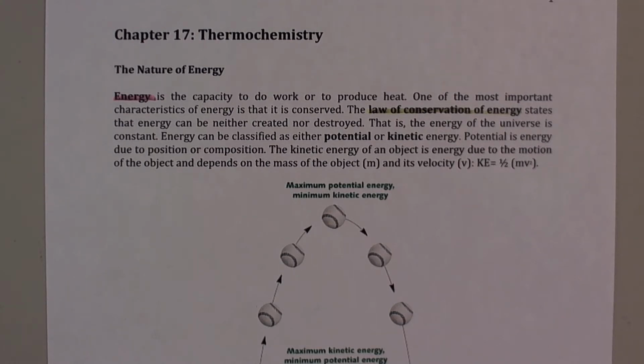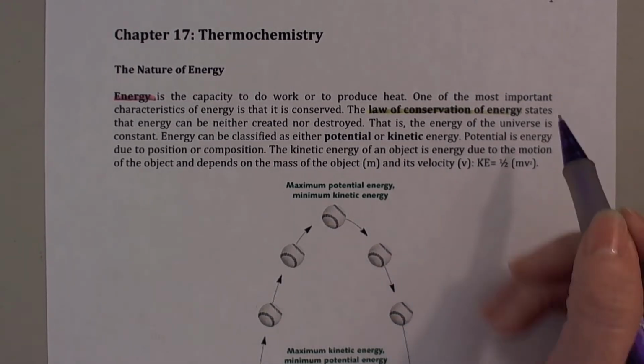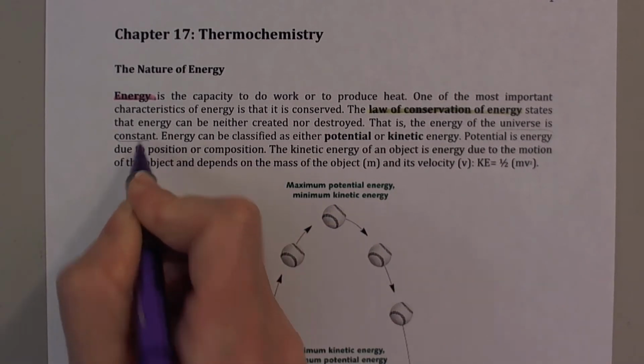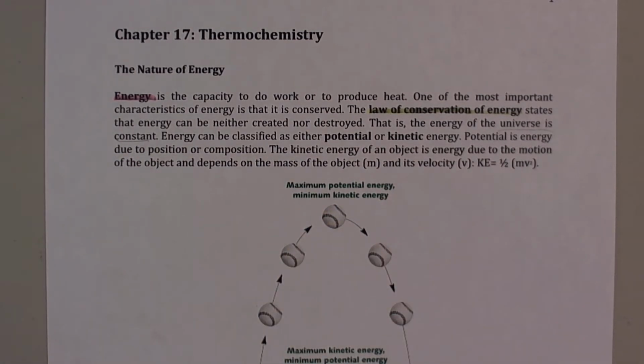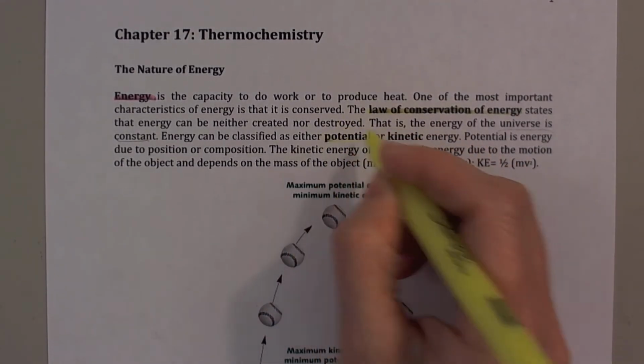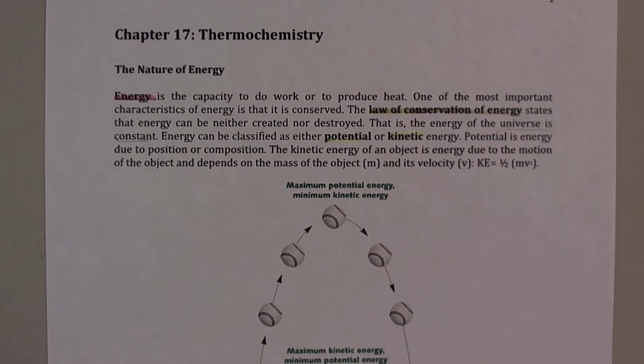Also, the energy of the universe is constant. So this is very important. Energy of the universe is constant. Also, the types of energy we're going to be looking at. Energy is classified as either potential energy or kinetic energy. Potential energy is due to the position of something.